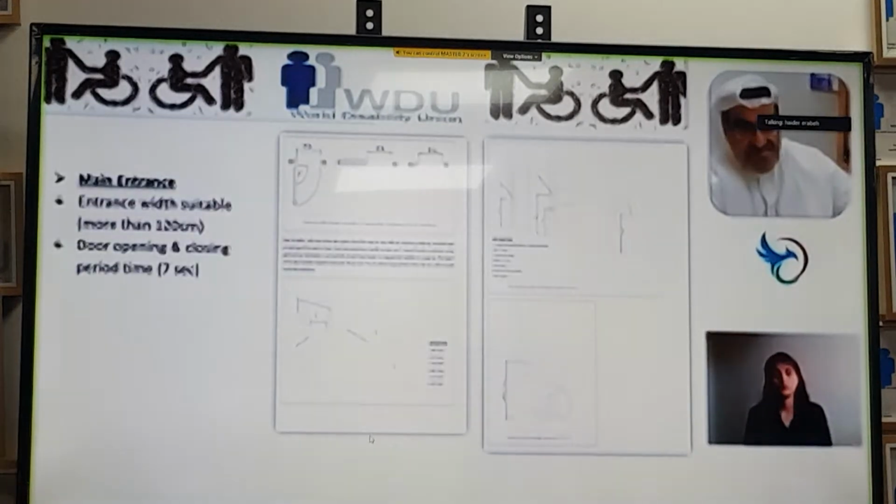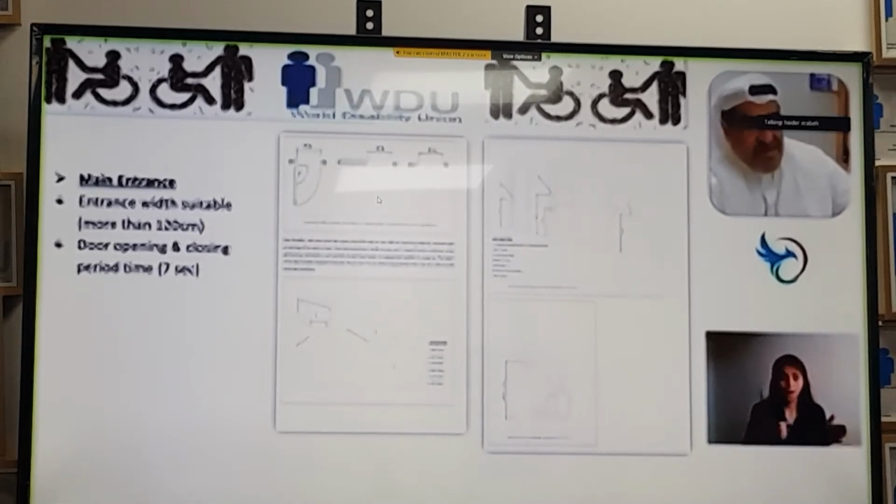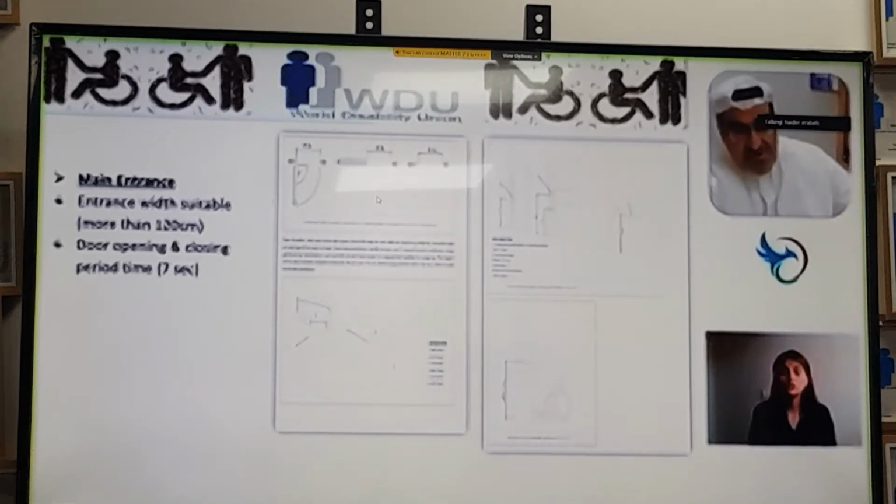Here we are talking about the main entrance. The main entrance of the building should be not less than 1.2 meters, which is 1 meter 20 centimeters. And if the door is automatic, it should take 7 seconds to close, so that if there is a person walking slowly, they can take the time to move inside the building or go out of the building, so the door will not hit him.